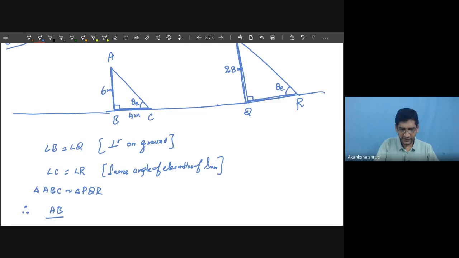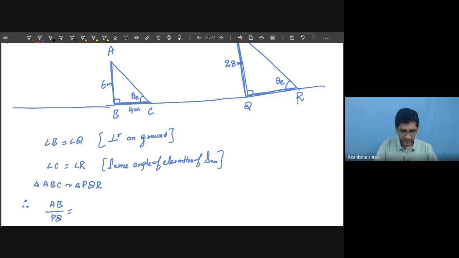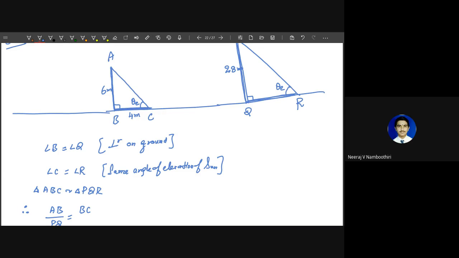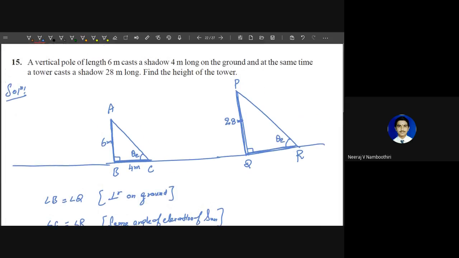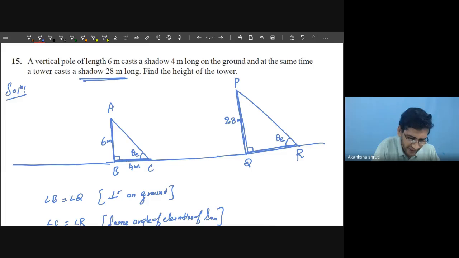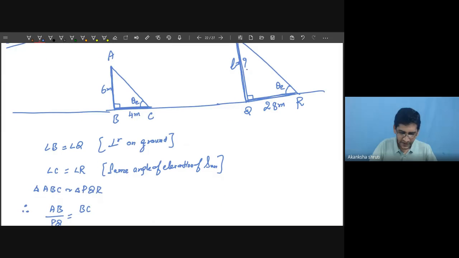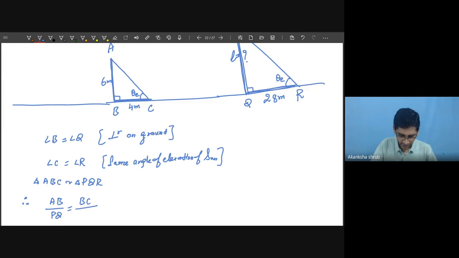AB by PQ is equal to BC by... Sir, yes, 28 meters is the length of the shadow. Okay, good to recall. So whatever the length will be, we just have to change the position of this 28. Very good. So 28 is our QR, but the figure remains as it is. Whatever the length L of this tower that we want to calculate, it will be something, but the situation remains unchanged. So BC by QR is there.